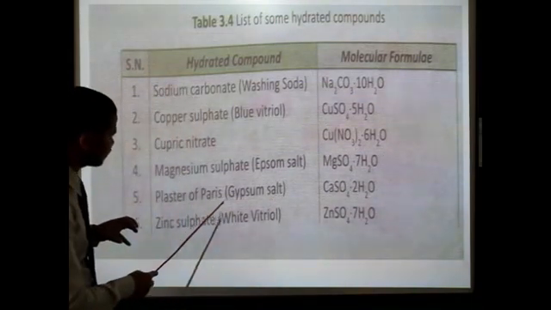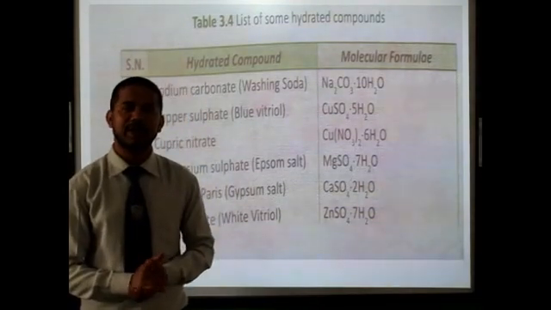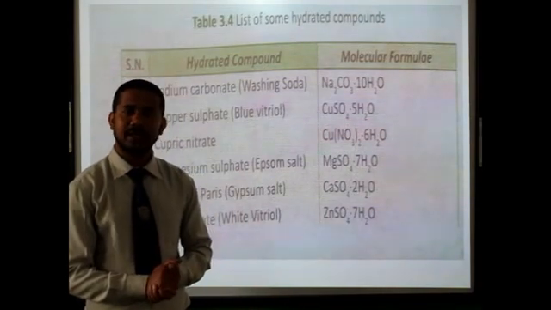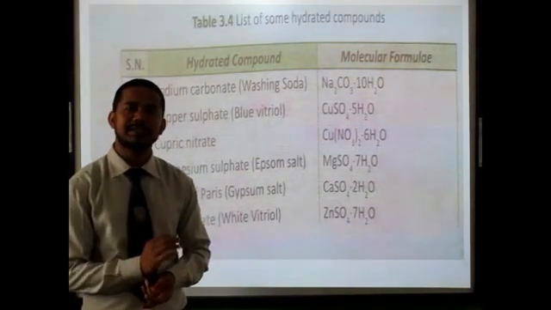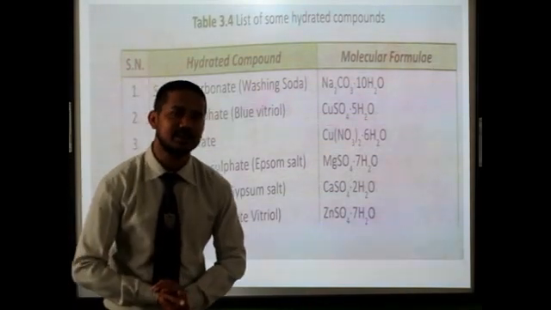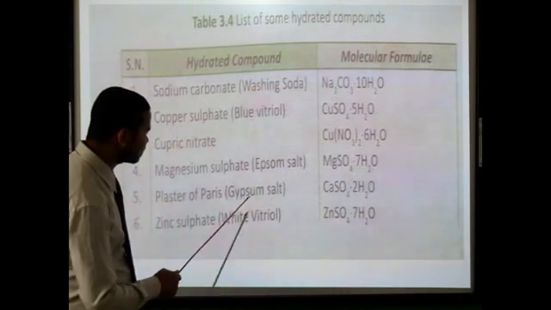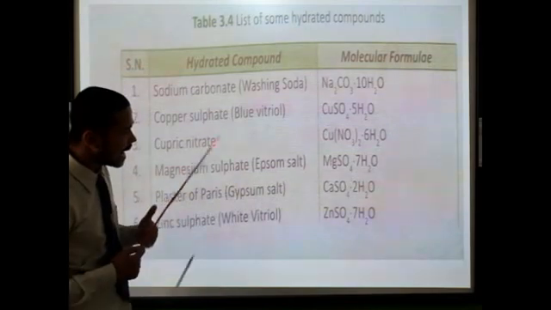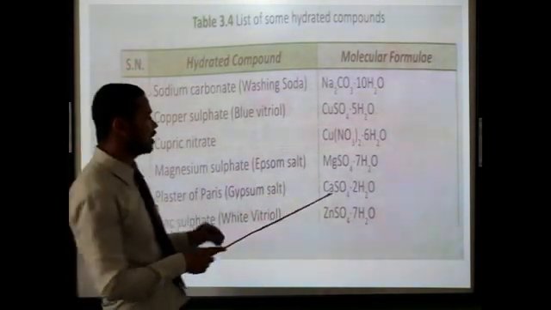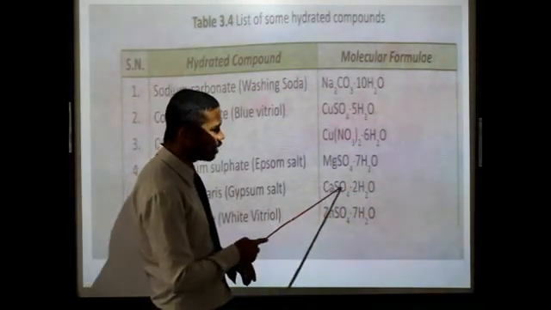Plaster of Paris, gypsum salt. I think you are familiar with this plaster of Paris. Whenever there is a bone fracture, the doctor uses plaster. Generally, we say plaster only, but it is plaster of Paris, and the common name for this is gypsum salt. So what are the elements present in that gypsum salt? Plaster of Paris has calcium, sulfur, oxygen, and water molecules. Calcium sulfate.